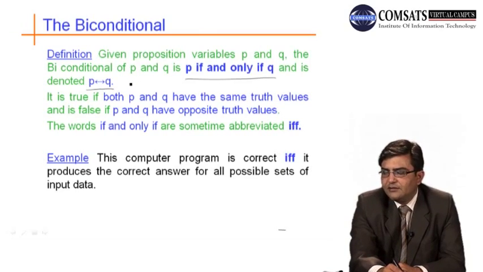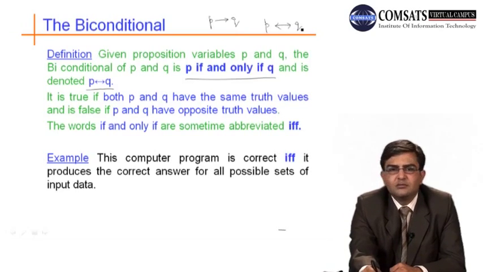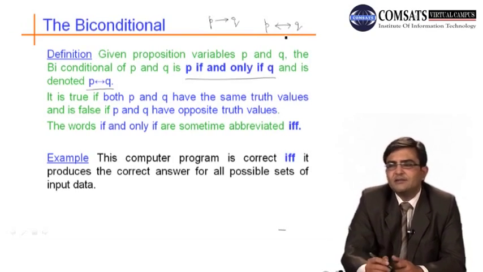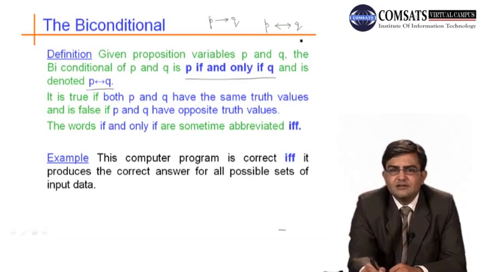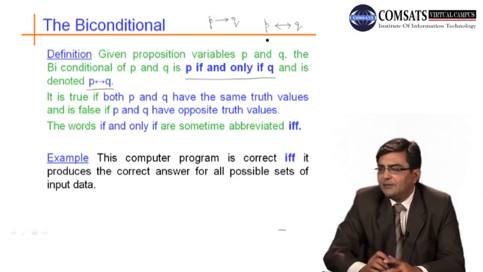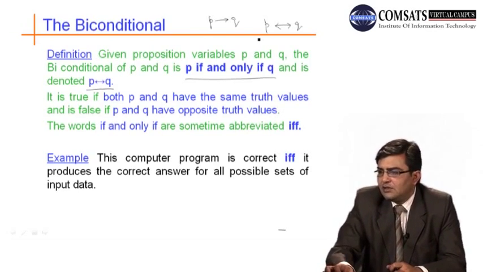So in a conditional statement we have seen that we write P implies Q, but in a biconditional we have a double arrow between P and Q. So this is basically a biconditional statement. Biconditional means these two, P and Q, are the conditions for both. We'll see by examples how.